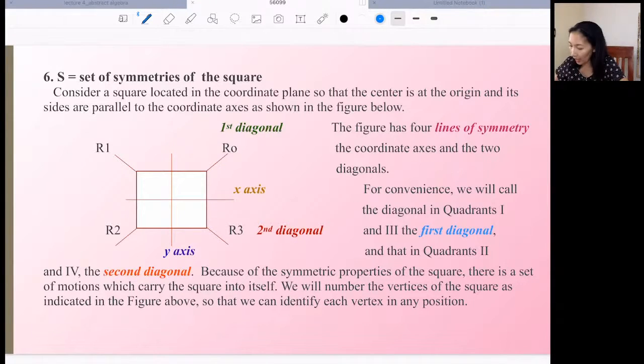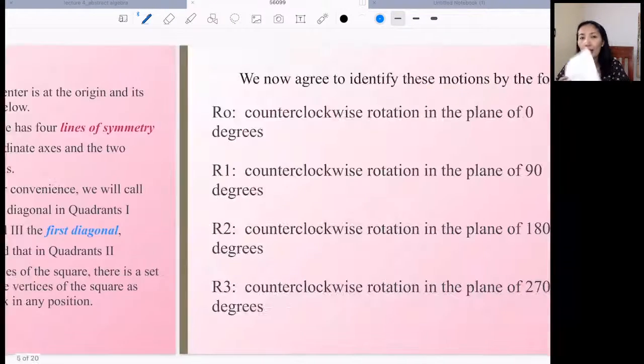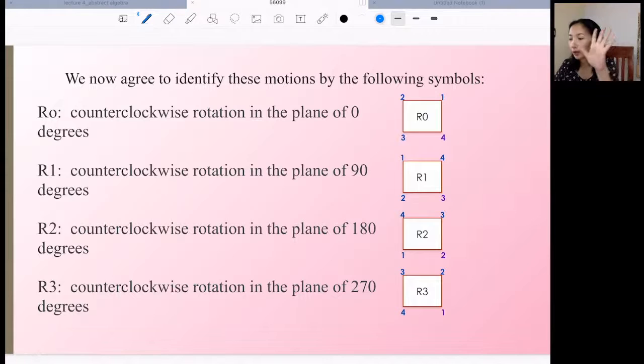So your first diagonal, let me just label. We will call the diagonal from quadrant 1 to 3 the first diagonal, and the diagonal from quadrant 2 to 4 will be your second diagonal. Diagonal 1, and diagonal 2. Now let's label R sub 0. There are 8 motions, and they will be represented by the following.